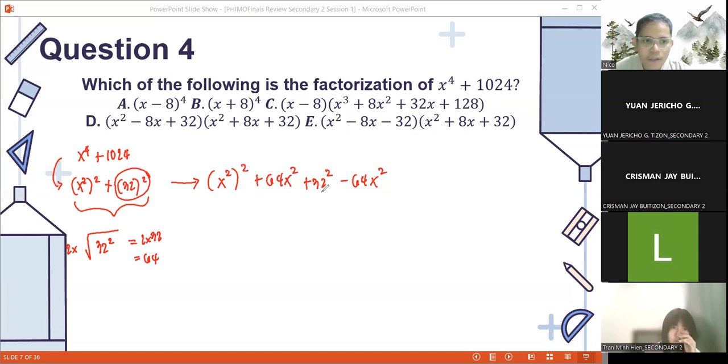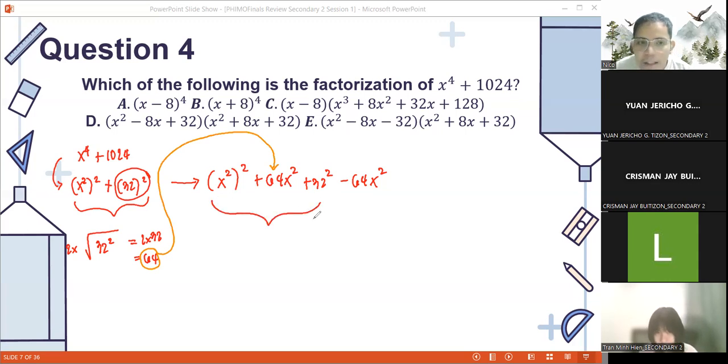So far, are we on the same track? Okay, look at this one. The reason why there is 64 here is this one. This part here is simply x squared plus 32 squared minus 64x squared, right? Because it's a perfect square trinomial, we can make it as a square of a binomial. So far, so good, right?